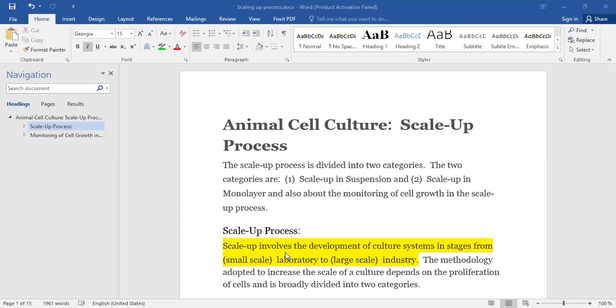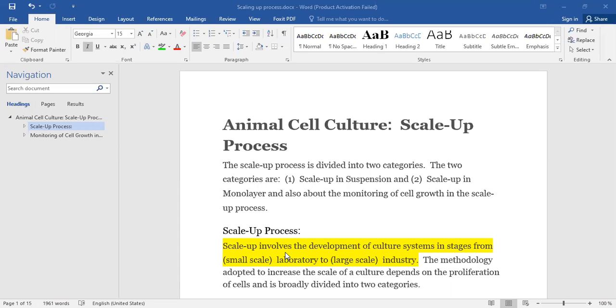At the starting phase, we do animal cell culture in the laboratory conditions. Okay, in the laboratory conditions. So it is not possible to increase the number of the cells in the laboratory conditions. They need some more processes so that they can be increased in their number in large quantities.